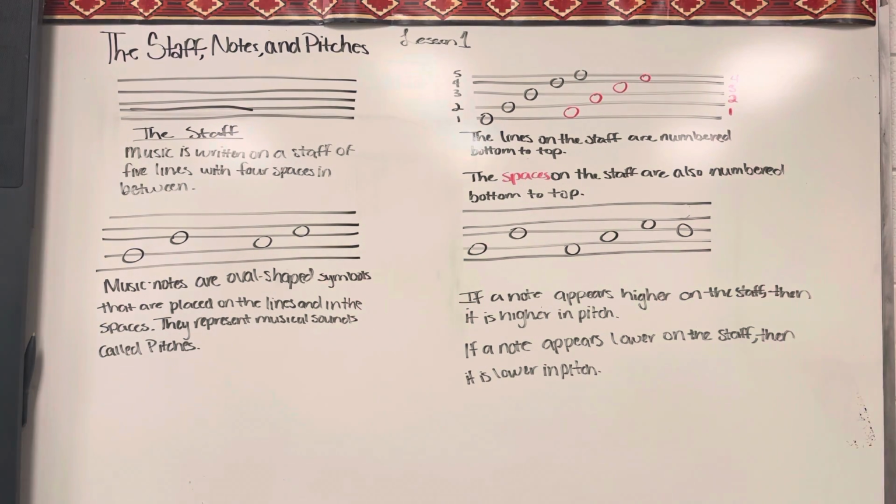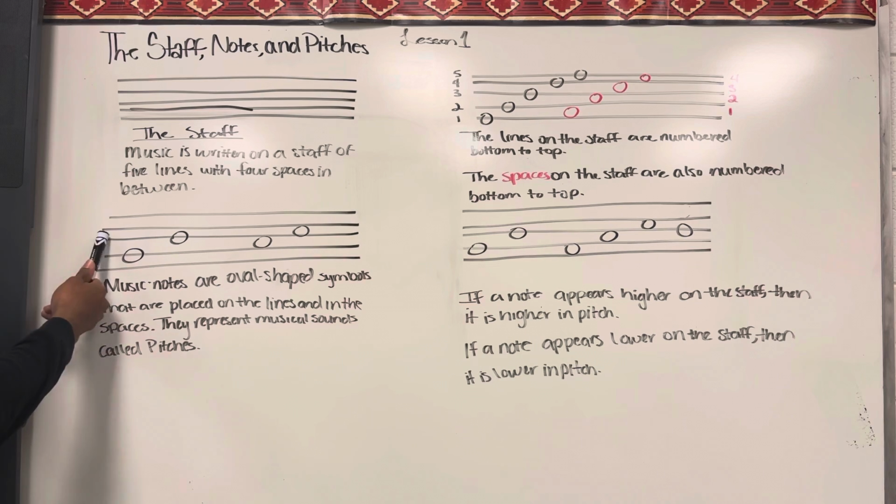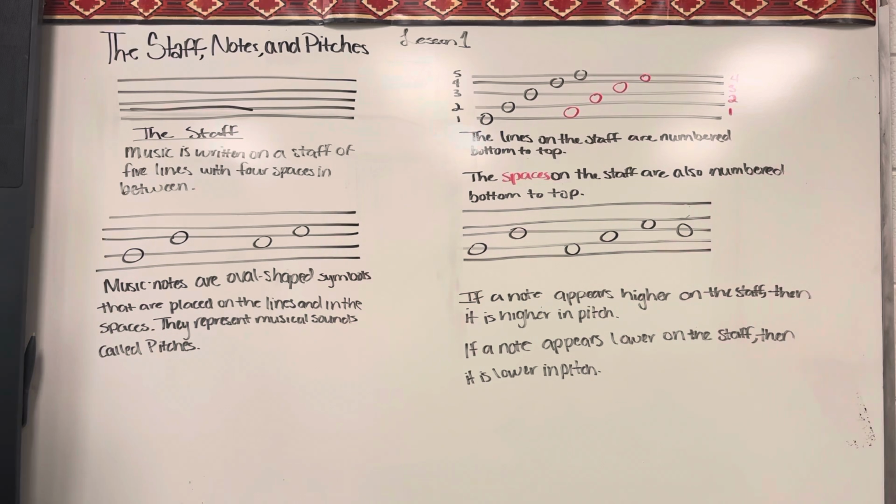Okay? Let's talk about music notes. Okay? Musical notes are oval-shaped symbols that are placed on the lines, as you can see right here. This is on line 2 and on line 3. And on the spaces, which is on space 2 and space 3 of the staff. Okay, they're placed on the lines and in the spaces. They represent musical sounds called pitches.